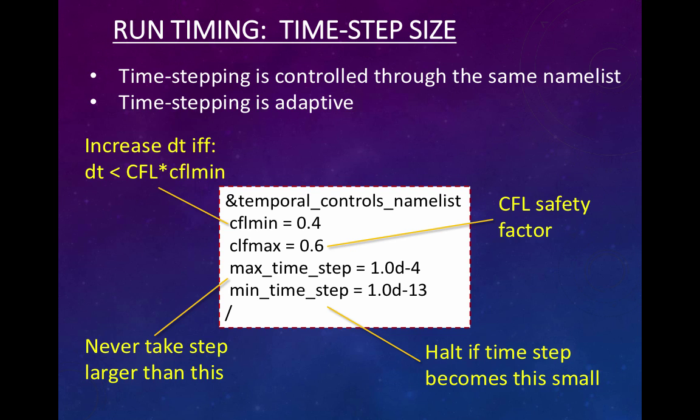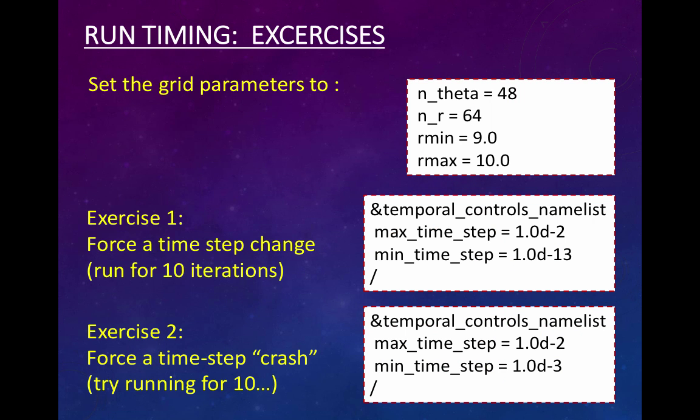So this is usually what I run with. Okay, so you can try something here. We can experiment with this. First of all, set your grid to what I've got up here, and then give it a very large maximum time step, something much larger than the CFL limit, and you can watch it adjust the time step. If you just run for 10 iterations, you should see this work.